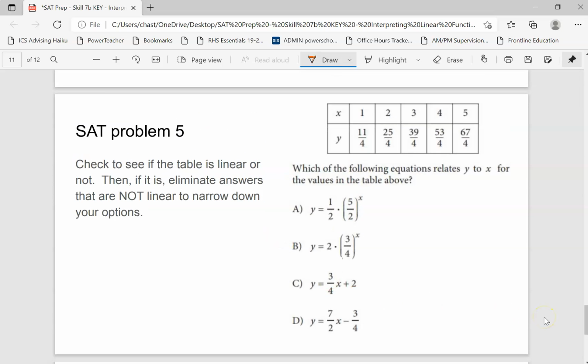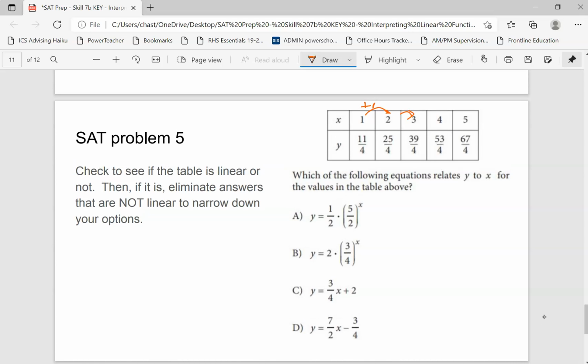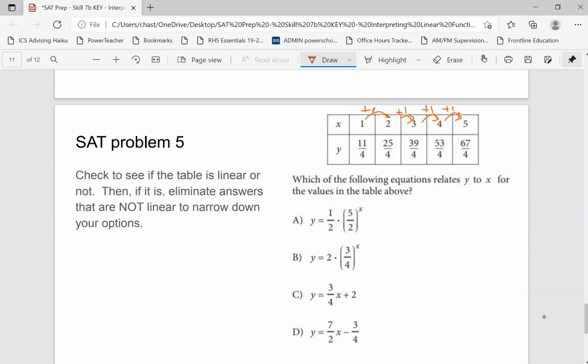For question 5, we have to first check and see if this is linear. So we see this is going up by 1, by 1, by 1, and by 1. When I look here, notice the denominators are all the same, so we have to really look and see if that numerator, so 11 to 25, we went up 14, so 14 over 4. 25 to 39, that's an increase of 14. 39 to 53 is an increase of 14. And 53 to 67 is also an increase of 14.